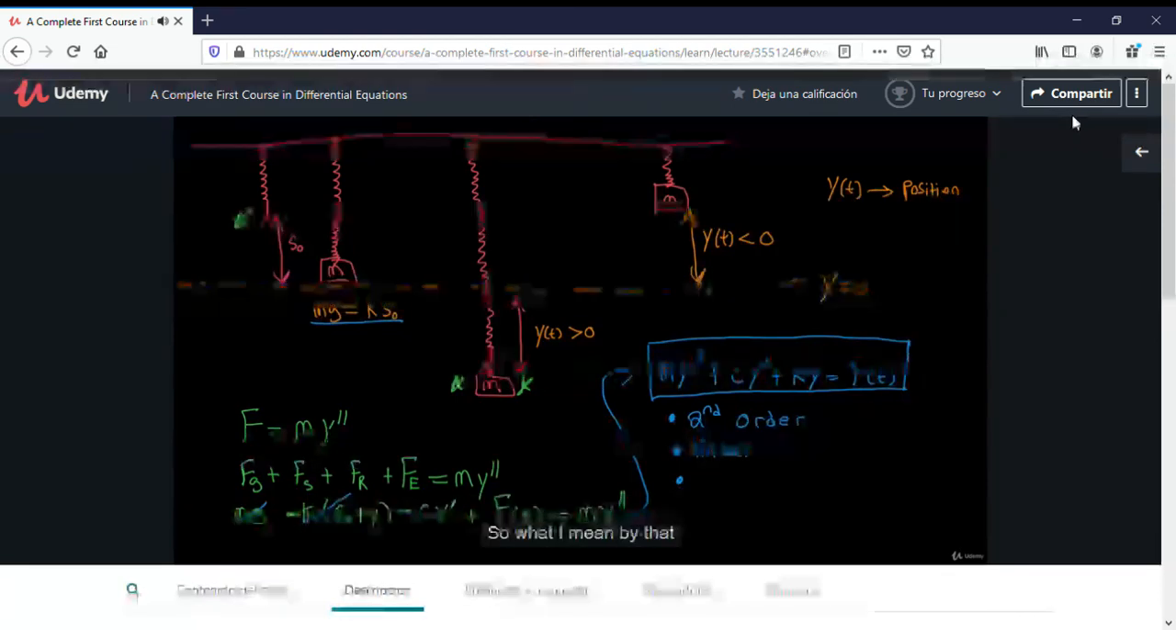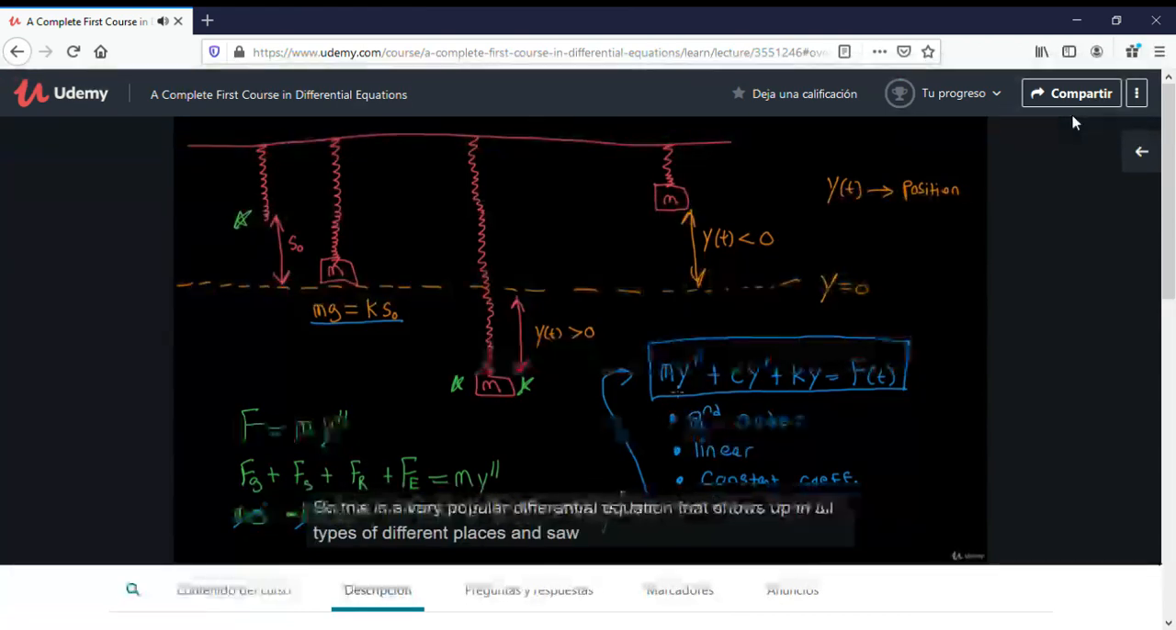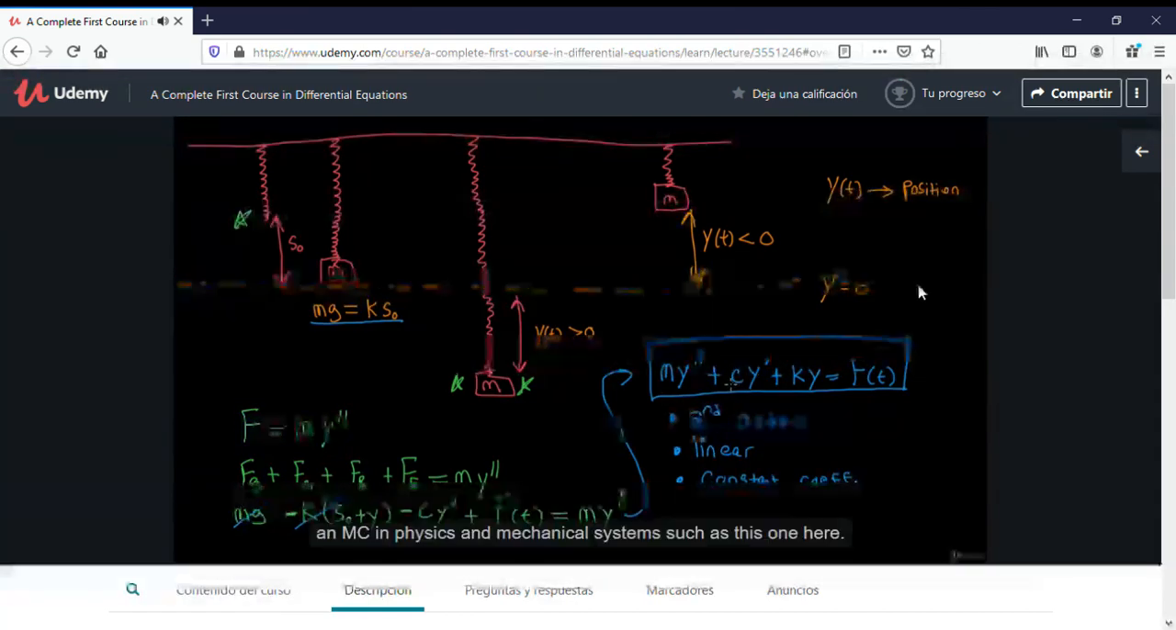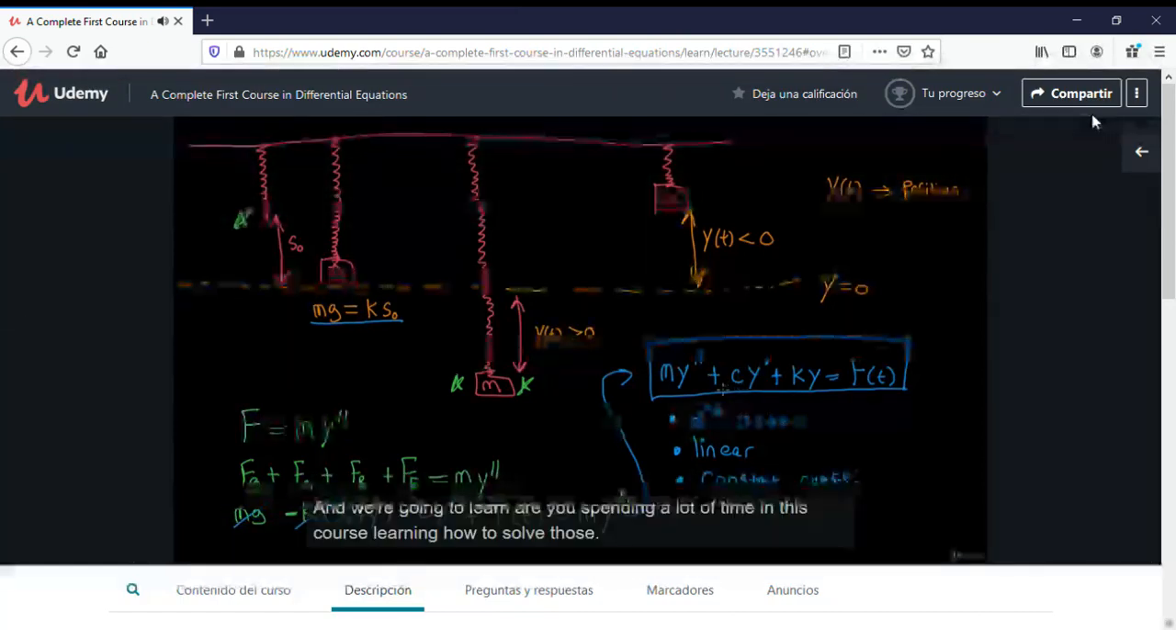And there are also constant coefficients. What I mean by that is that the coefficients in front of y double prime, y prime, and y are all constants. This is a very popular differential equation that shows up in all types of different places in physics and mechanical systems, such as this one here. And we're going to spend a lot of time in this course learning how to solve those.